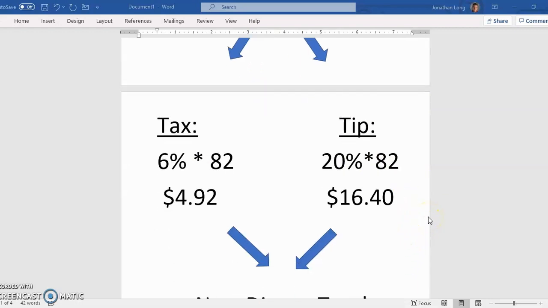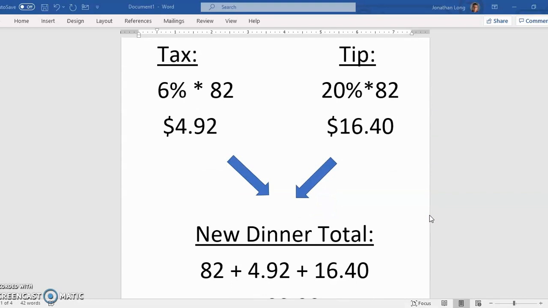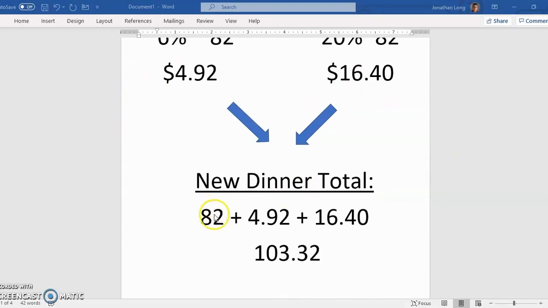Then we bring all those totals back together because we did tax and tip independently, and we add them all up. I actually owe $82. This was my tax, $4.92, and this is my tip, $16.40. I would put all those together and get a total of $103.32, which would be the grand total that I'm paying out.